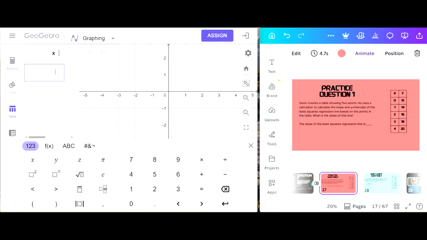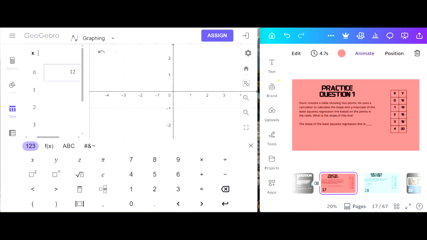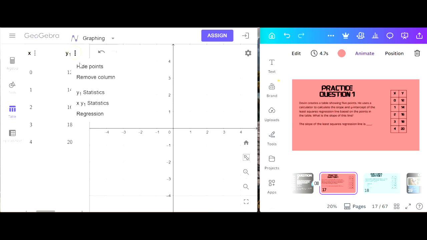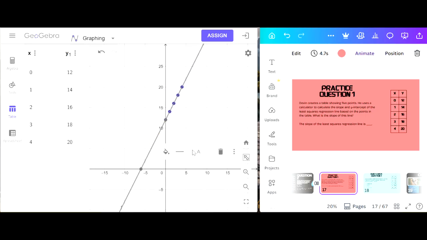All right, so let's enter our data. We have 0, 1, 2, 3, 4. Scoot this over a little bit. We've got 12, 14, 16, 18, 20. 3 dots, regression, plot, zoom out so we can see it. Click on the line, 2 A's, show value, and here's our formula. Now remember, this is in the formula y equals mx plus b. M is the slope. So the slope of this line is 2.